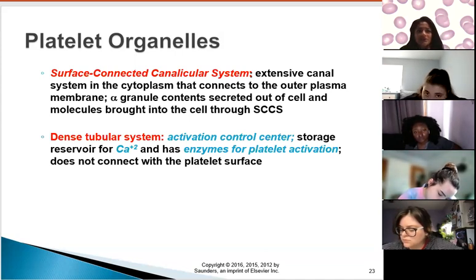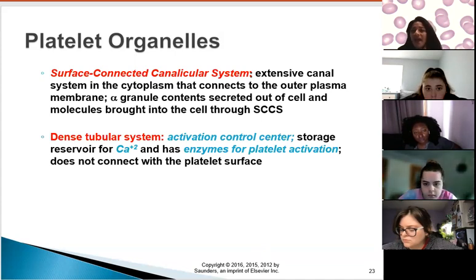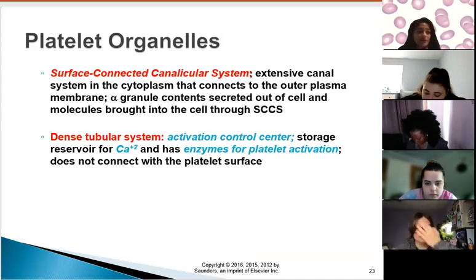And then you have the dense tubular system. It is the activation center for the platelets. It's also a storage reservoir for calcium, and it has enzymes that are needed for platelet activation. Okay, it does not connect to the platelet surface.